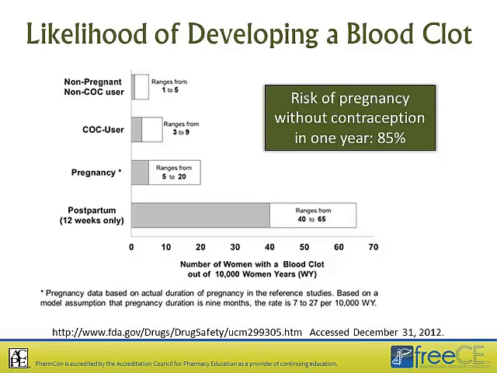Now, the risk of pregnancy without contraception in 1 year is about 85%. And so again, you're looking at balancing the risk and benefit of having a VTE for someone who's pregnant or not pregnant. Now, certainly if somebody wants to be pregnant and is desiring pregnancy, we take that risk into consideration. But for someone who may not want to be pregnant, this is something to consider in a non-pregnant versus pregnant patient.